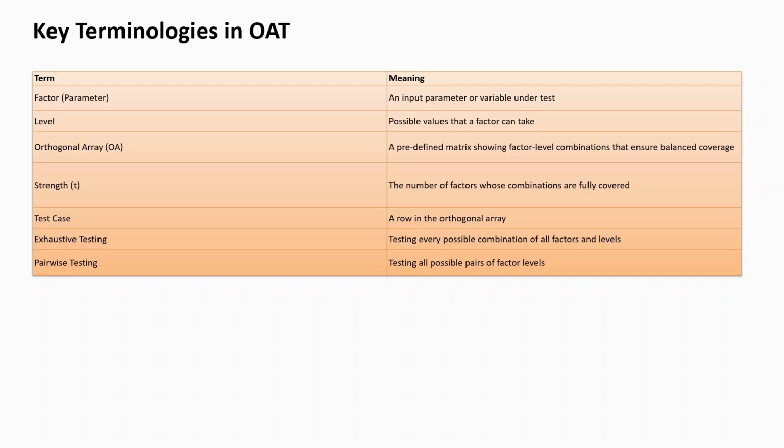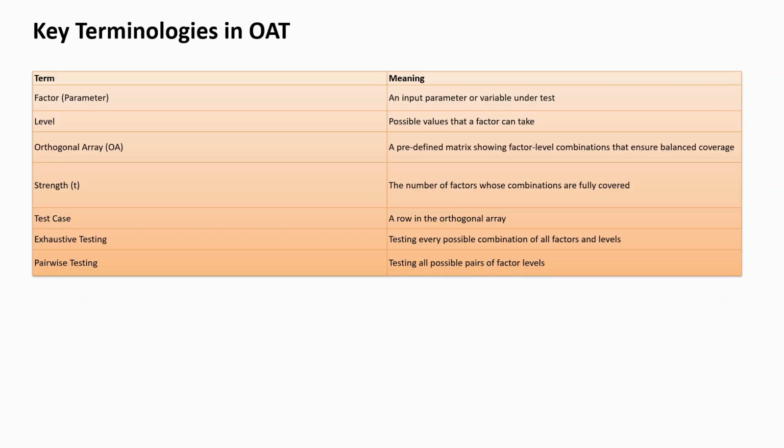The first one is a factor. A factor is also called a parameter. It is an input parameter or the variable under test. So in our example on mobile application login, the browser is a parameter which can have different values like Chrome, Firefox or Edge, right? A factor represents anything in the system that can vary and affect the outcome. For example, as I said, browser, OS, authentication, etc.